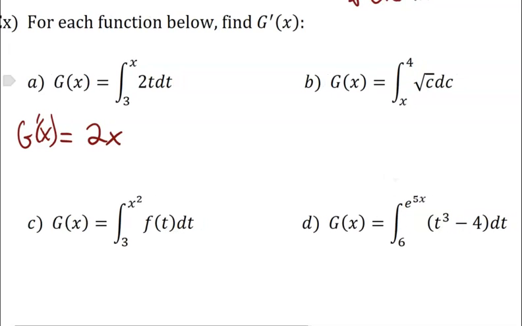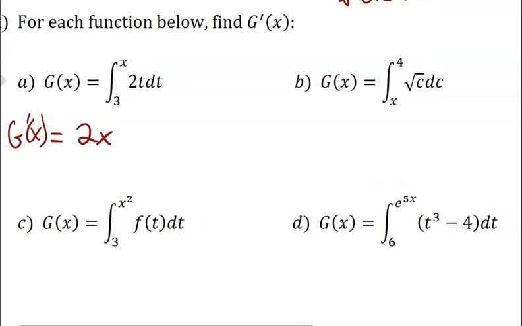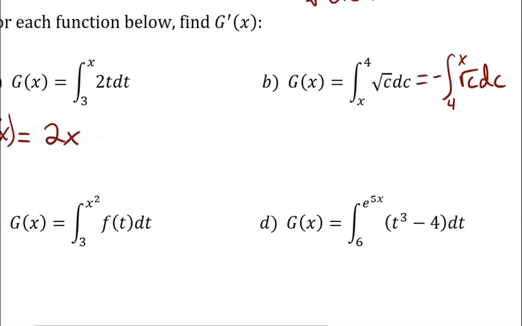Okay, this one right here, g of x is an accumulation function again, but instead of going from 4 to x, it's going from x to the constant. So we need to switch these and put a negative in front. So it's the opposite of the integral from 4 to x of root c dc.